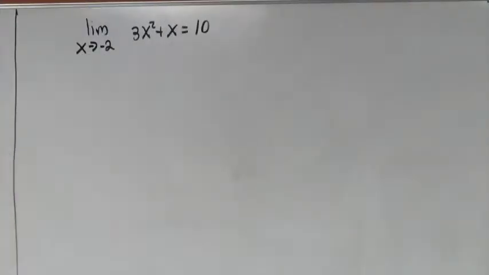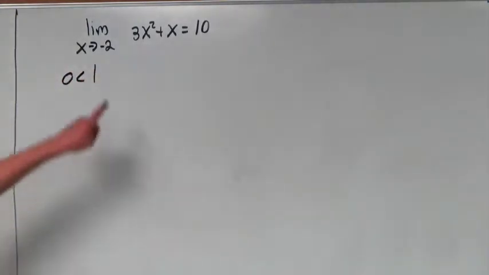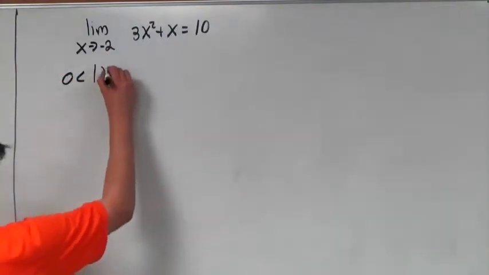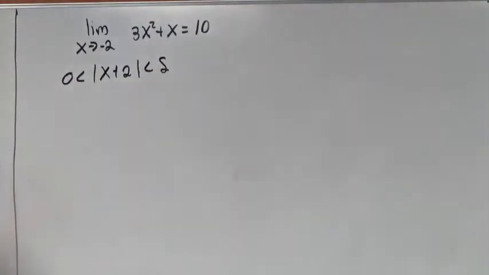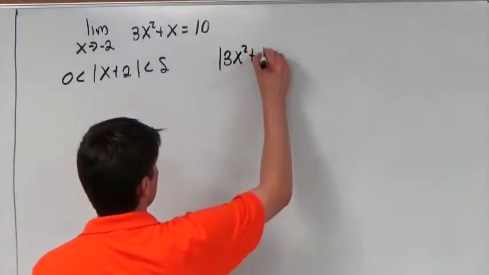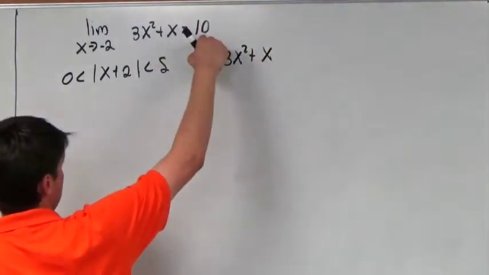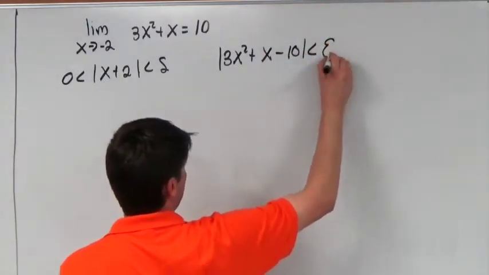Okay, so again, to find a suitable delta, we're going to start by setting up the two inequalities from the definition. The first one, absolute value of x minus c, so x minus a negative 2, less than delta. And the second one, absolute value of f of x minus L less than epsilon.